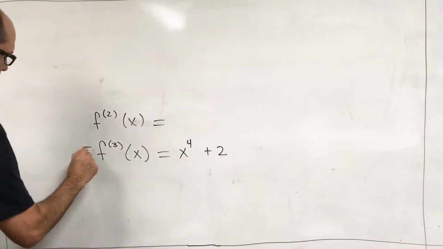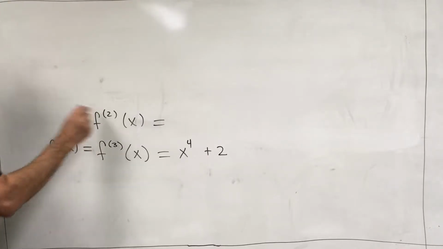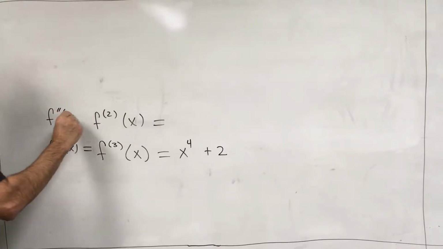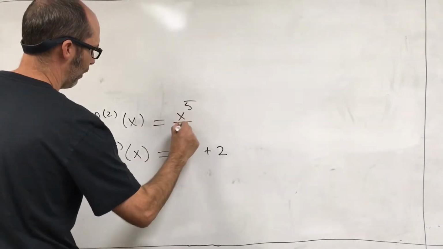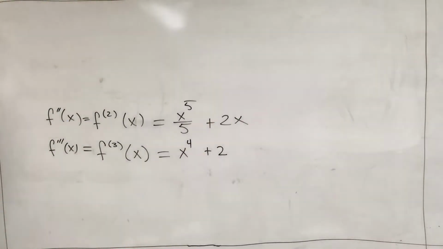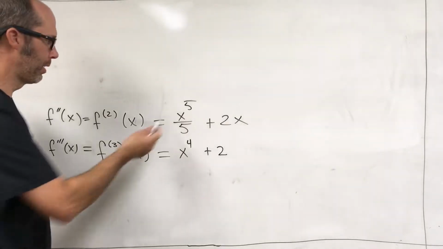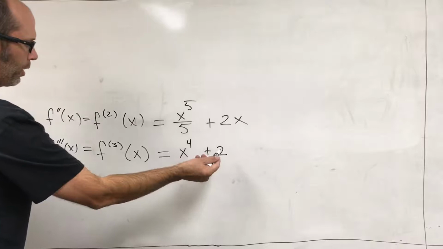remember that this notation is f triple prime, this is f double prime. Let's see, we've got x to the fifth over 5 plus 2x. And you can check your work by going backwards. Take the derivative of this, you get x to the fourth. Take the derivative of this, you get 2.